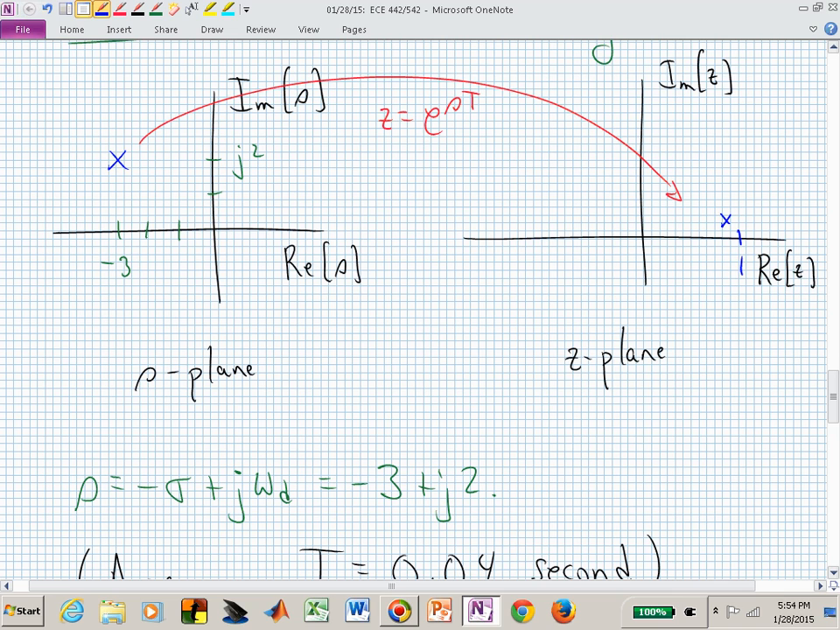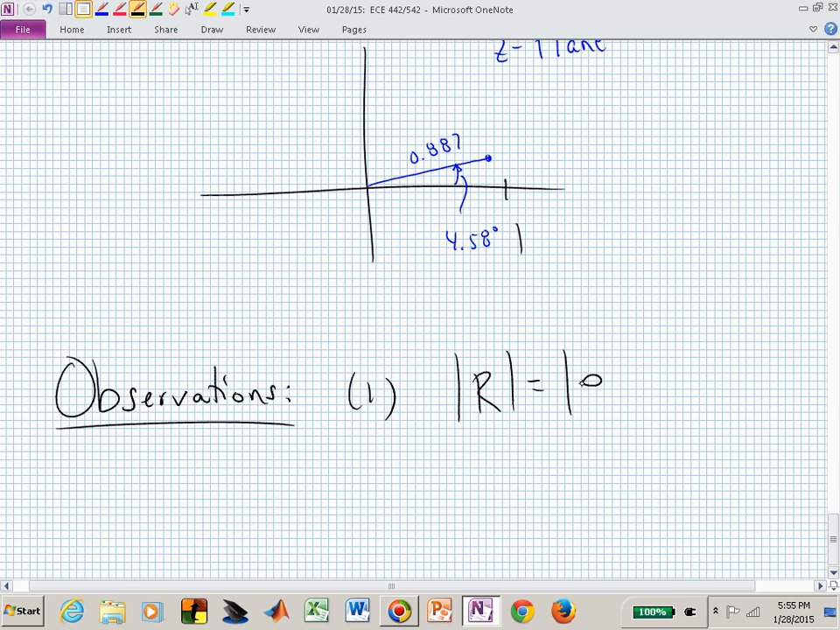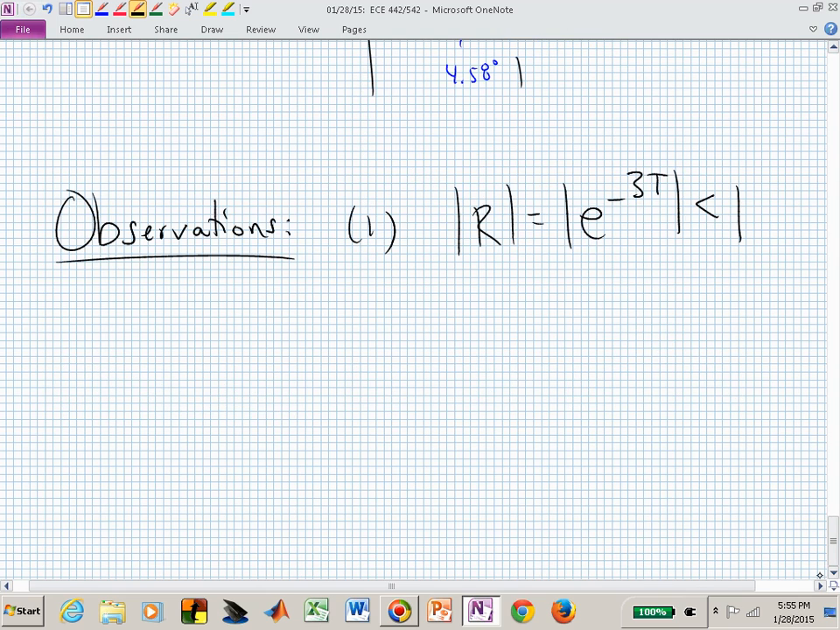Let's make some other observations relative to this s-plane and z-plane mapping. One is that r equal to e to the minus 3t was less than 1. And the key thing is that negative number in the exponent.